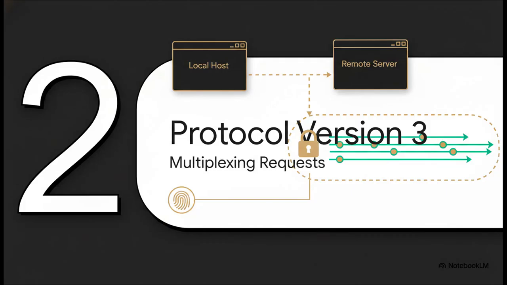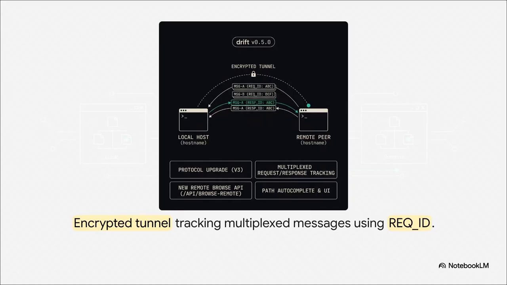Moving to Section 2, Enter Protocol version 3, Multiplexing Requests. Okay, so in older versions, messages were sent across the encrypted WebSocket tunnel, and the system kind of just waited for the next response in line. But now, multiplex request and response tracking completely changes the game. It works like this. A message goes out with a unique request ID, and the response comes back with that exact matching ID. Drift now ensures specific responses map directly back to their originating requests, literally no matter what order they cross the network in.